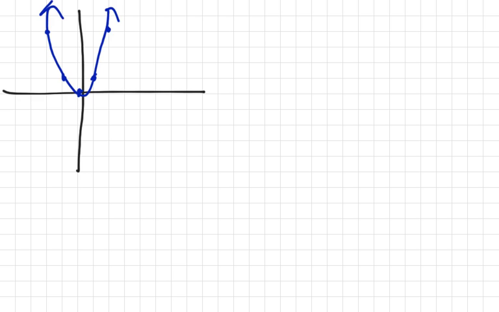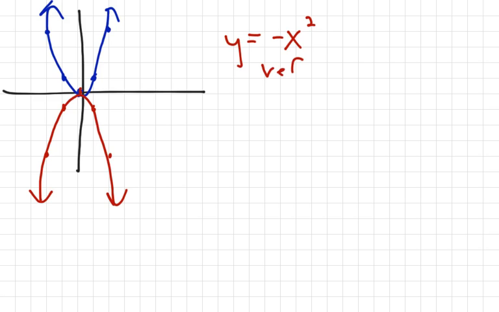Well, now let's talk about what happens when I do this. Let's go back to our original function, y equals x squared. And what if I say y equals negative x squared? And you plug that into your calculator. Well, what you're going to find is that it literally just flips the graph upside down. We say that it reflects the graph over the x-axis.